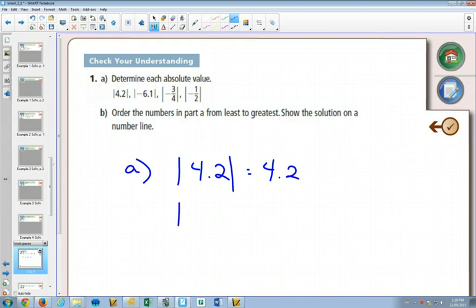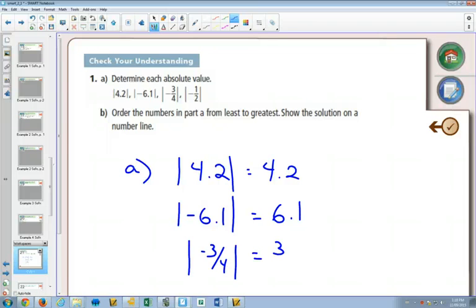Any negative number is going to become positive. So negative 3/4 will become positive 3/4, and finally absolute value of negative 1/2 will just be positive 1/2.